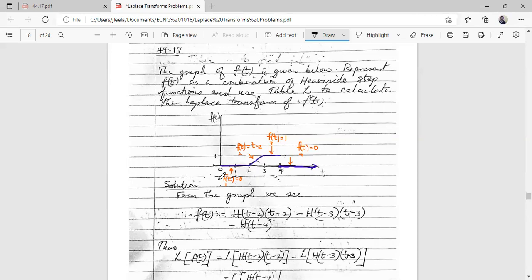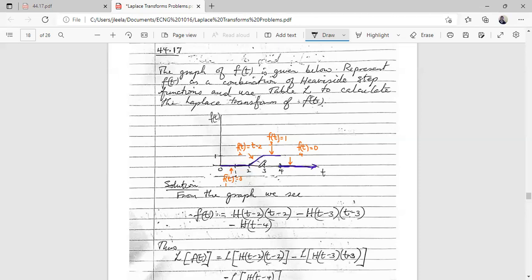Represent f(t) as a combination of Heaviside step functions and use the table to calculate the Laplace transform, right? So what I did here, I break up the graph here into 4 regions. So in this first region from 0 to 2, I'm calling it F1. So F1(t) is 0 here. Between 2 and 3, I'm calling it F2(t), so I'm defining it piecewise.